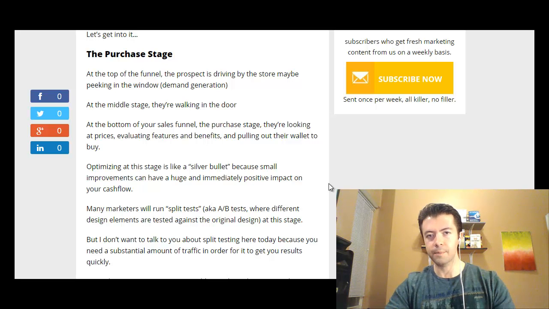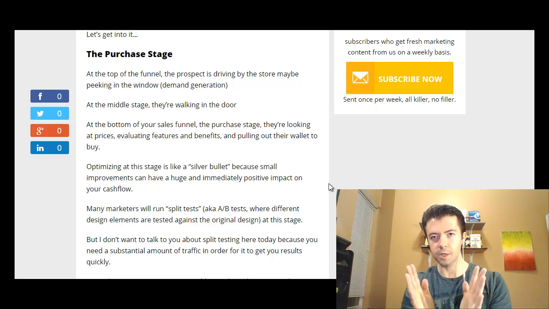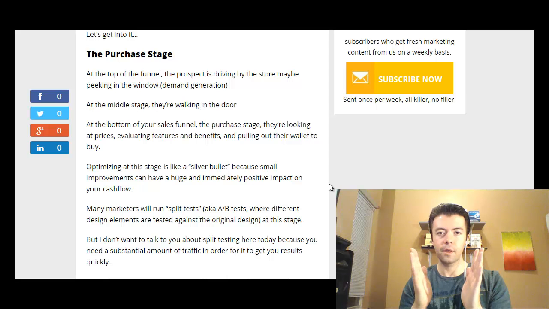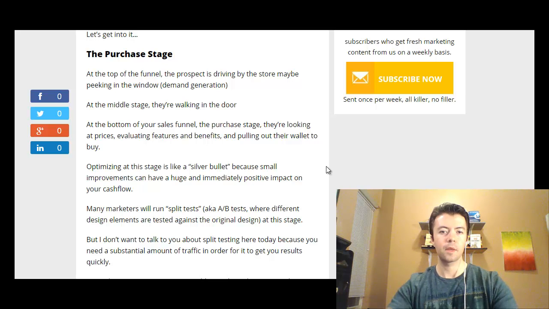And I call it purchase rate optimization to distinguish it from the generic conversion optimization, because these are changes that we're making at the bottom of the sales funnel that will have an immediate impact on your revenue and your ability to generate qualified leads from specific sales pages.